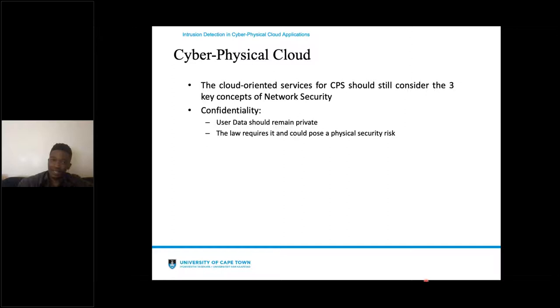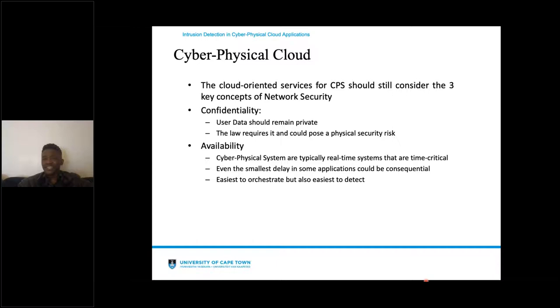With regards to availability, we know that these cyber physical systems are real world, real-time systems that are time critical, where even the smallest delays could be consequential for the system, right? So these are the easiest types of attacks to orchestrate, your denial of service attacks. You don't really need any deep technical know-how. There are even attack patterns you can buy somewhere, and compromised machines, so that you could have distributed denial of service attacks.